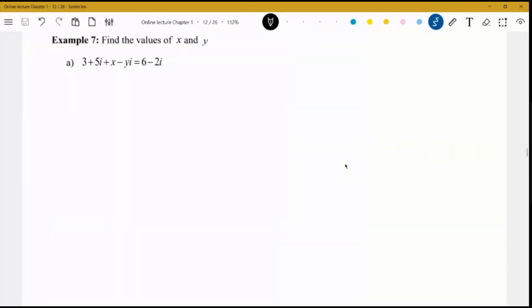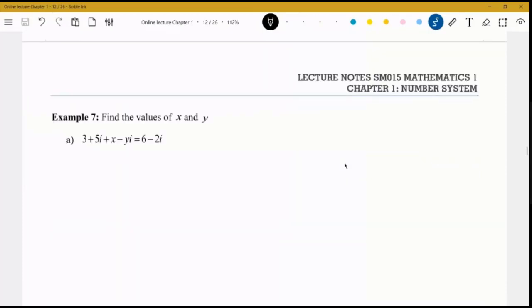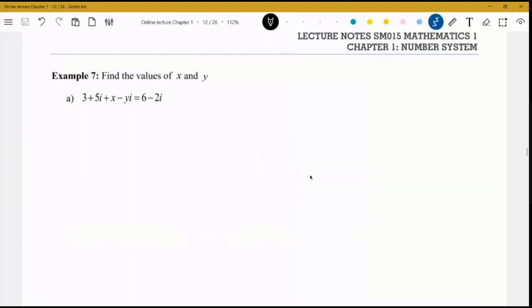So ini agak sikit. So we can do short time. Okay. So untuk part A, we have 3 plus 5i plus x minus yi equal to 6 minus 2i. So soalan minta find the values of x and y. So you have to give your final answer as in the value for x and value of y. Okay, so we can collect the imaginary part with the imaginary part, the real part with the real part.